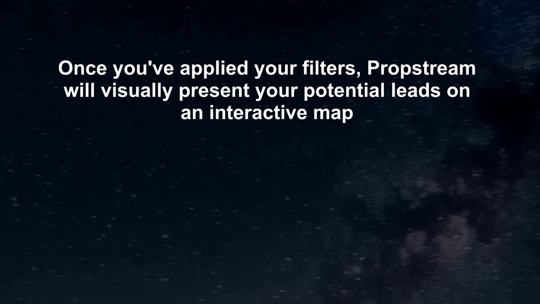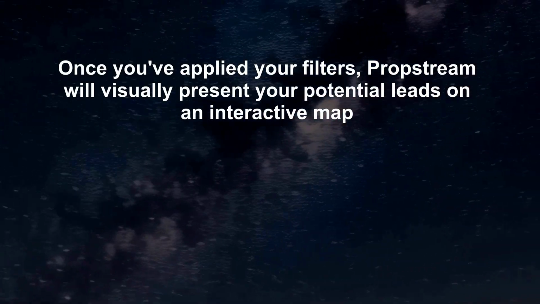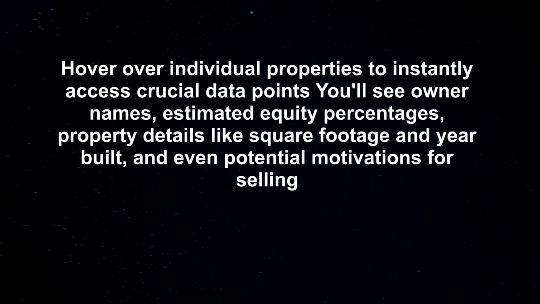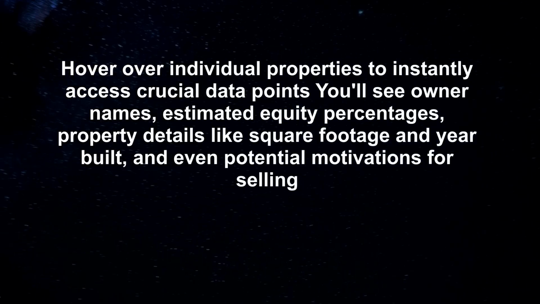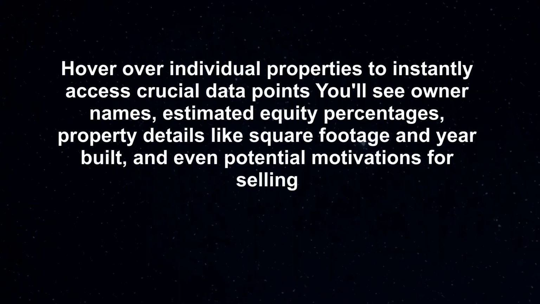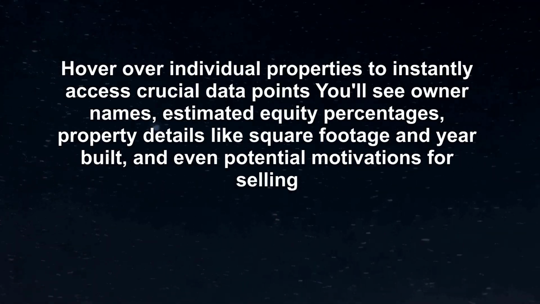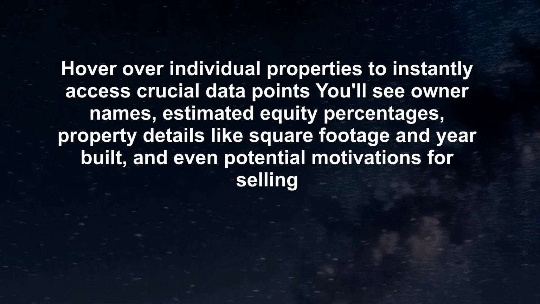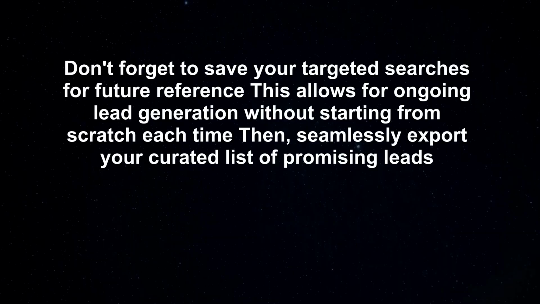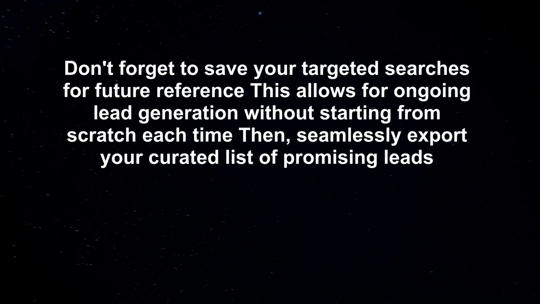Once you've applied your filters, Propstream will visually present your potential leads on an interactive map. Hover over individual properties to instantly access crucial data points. You'll see owner names, estimated equity percentages, property details like square footage and year built, and even potential motivations for selling.